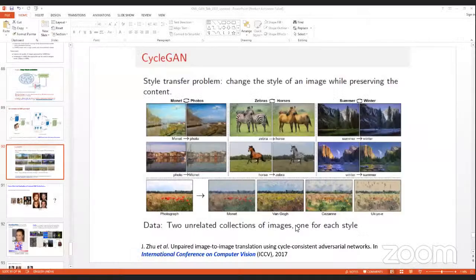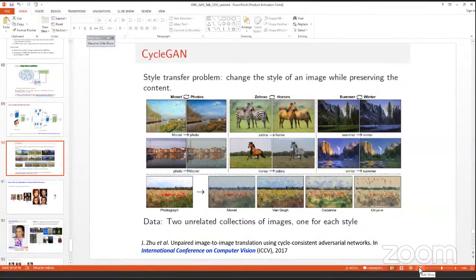Now I will gradually go towards the concluding part, because the other applications and other things we will discuss later. GAN has been used tremendously in several very interesting applications.